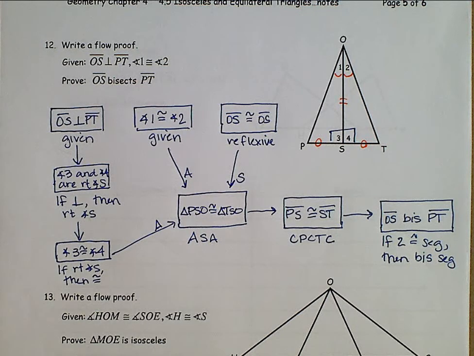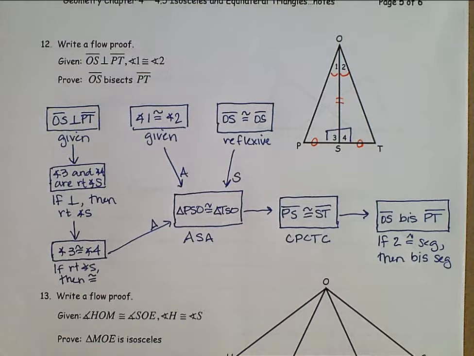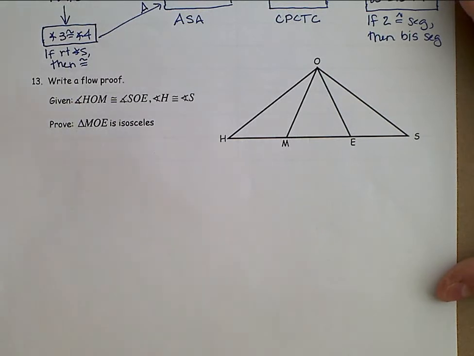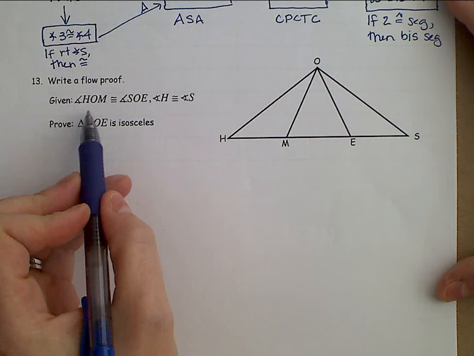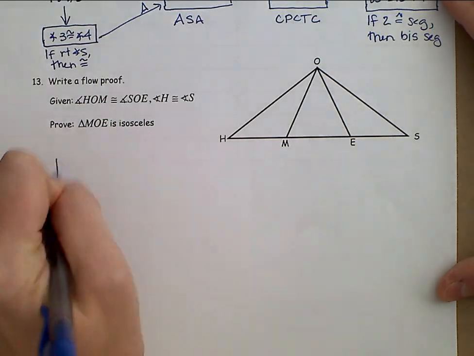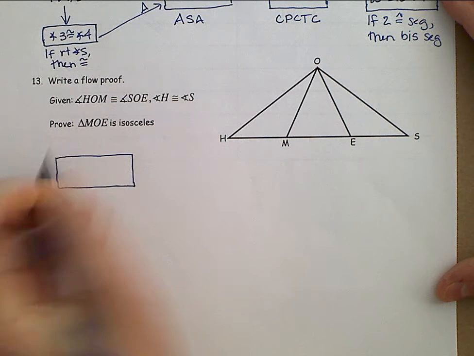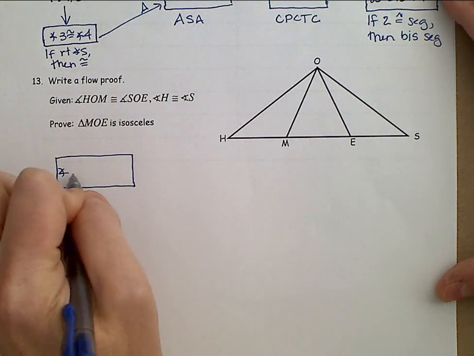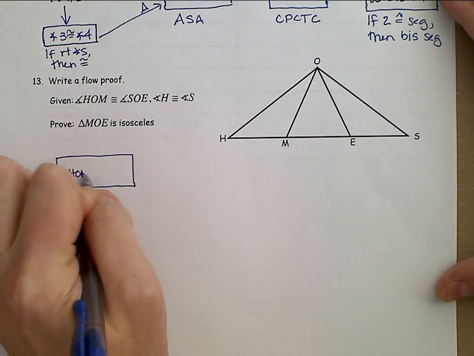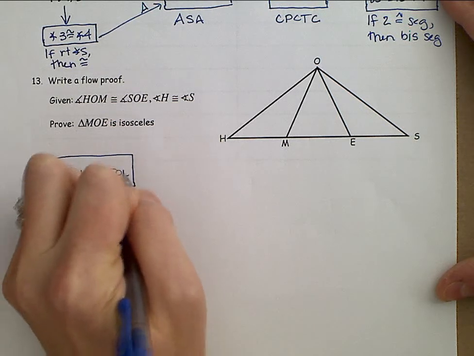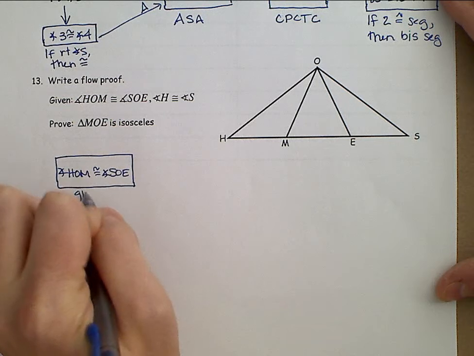Okay, moving on to number 13. Again, we want to write a flow proof using this information. So the first thing we start with is our given. Write an individual box for each piece of given information. First piece is angle HOM is congruent to angle SOE. We know that because it's given.